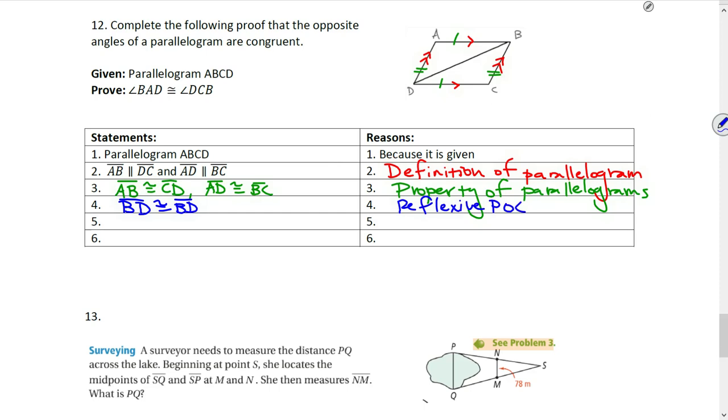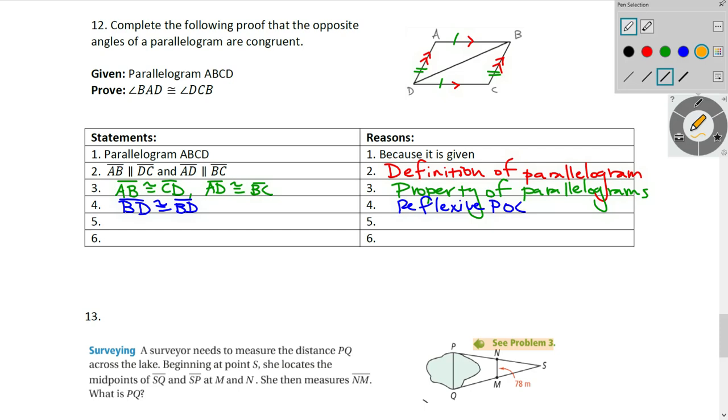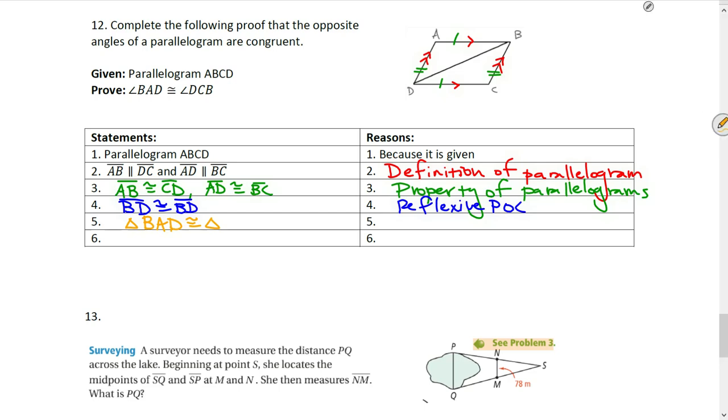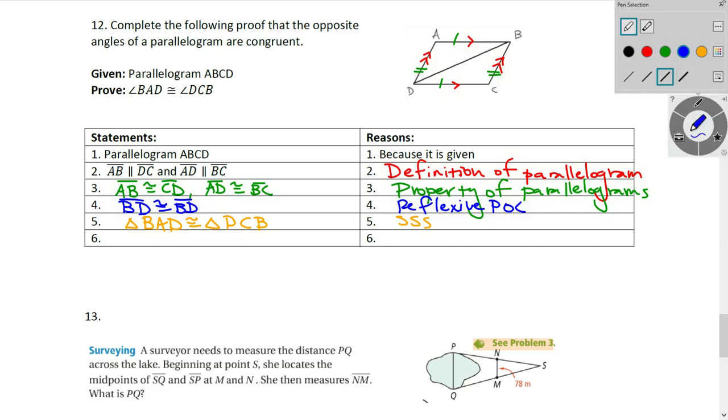Okay, and then I'm going to use that triangle BAD is congruent to triangle. So here B corresponds with D, A corresponds with C, and D corresponds with B by side, side, side. I didn't draw on the diagram, so I may have lost you.